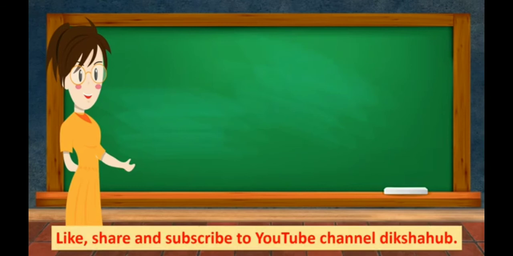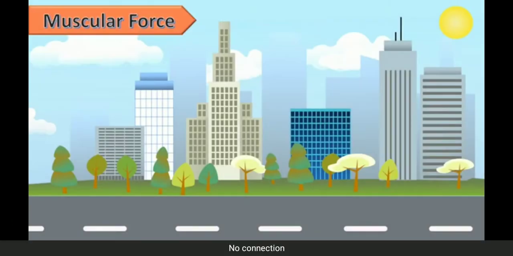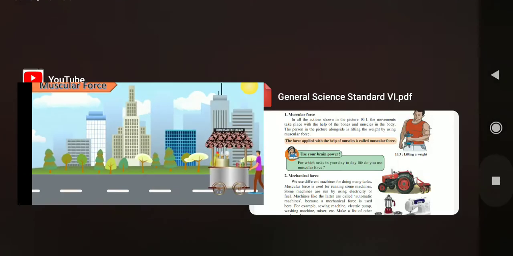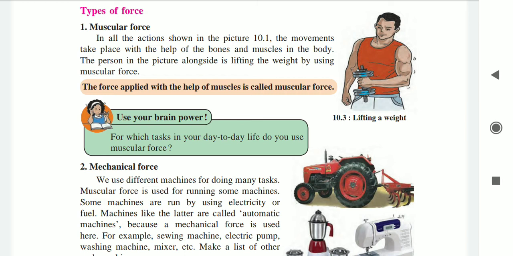Now, let us see another topic, that is muscular force. Before going to muscular force, let us first see what is muscular force in the textbook. Muscular force in all the actions shown in picture 10.1. The movements take place with the help of the bones and muscles in the body. The person in the picture alongside is lifting the weight by using muscular force.